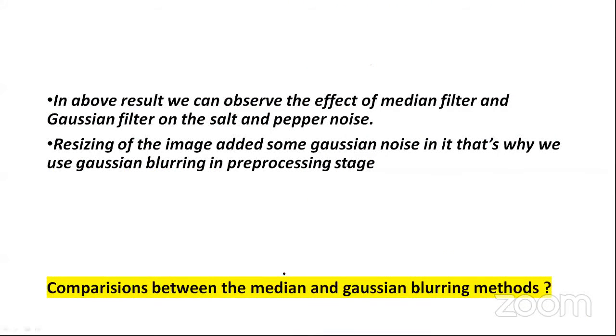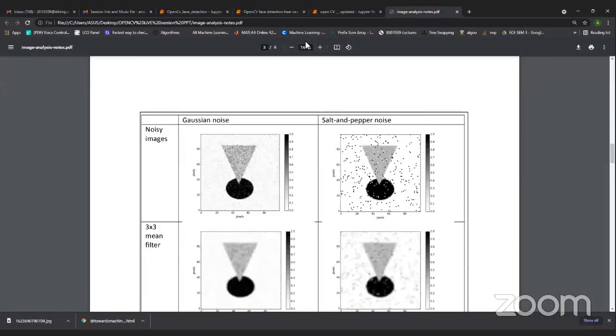Okay. Comparison between the median and Gaussian blurring method. So I will change the slide, guys. We have a good comparison. Can you see the window, guys? Type yes if you can see the image, the Chrome window. Okay, cool.